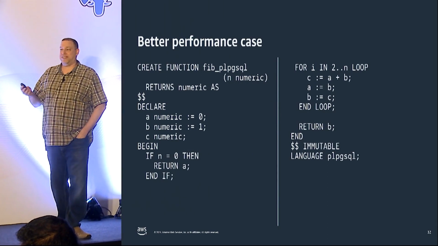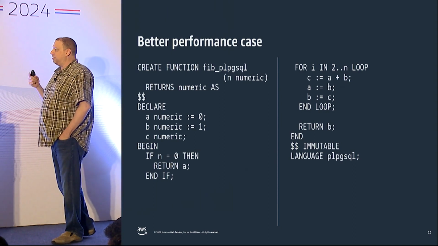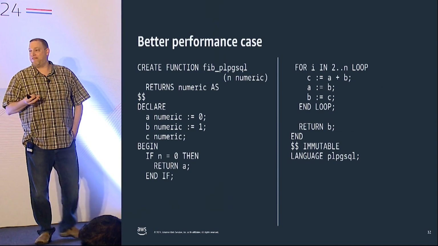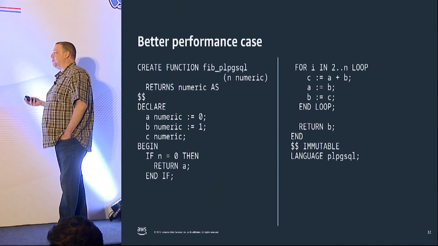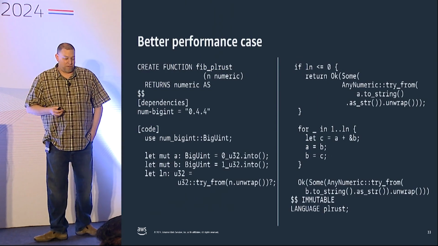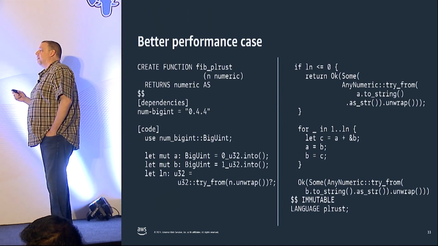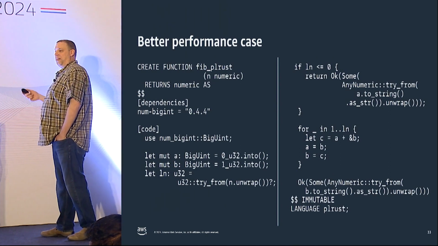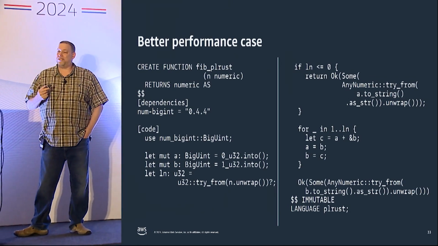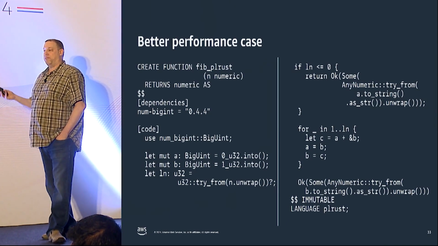Fibonacci. We all did this in school. It's a nice example. Notice here I have this as numeric instead of an integer, because I wanted to do really big Fibonaccis and see what that might return. And then for Rust, I'm using the num-bigint crate to be able to use those really big numbers. That allows you to have arbitrarily large integers to work with. Great for when you have really big numbers you want to work with.